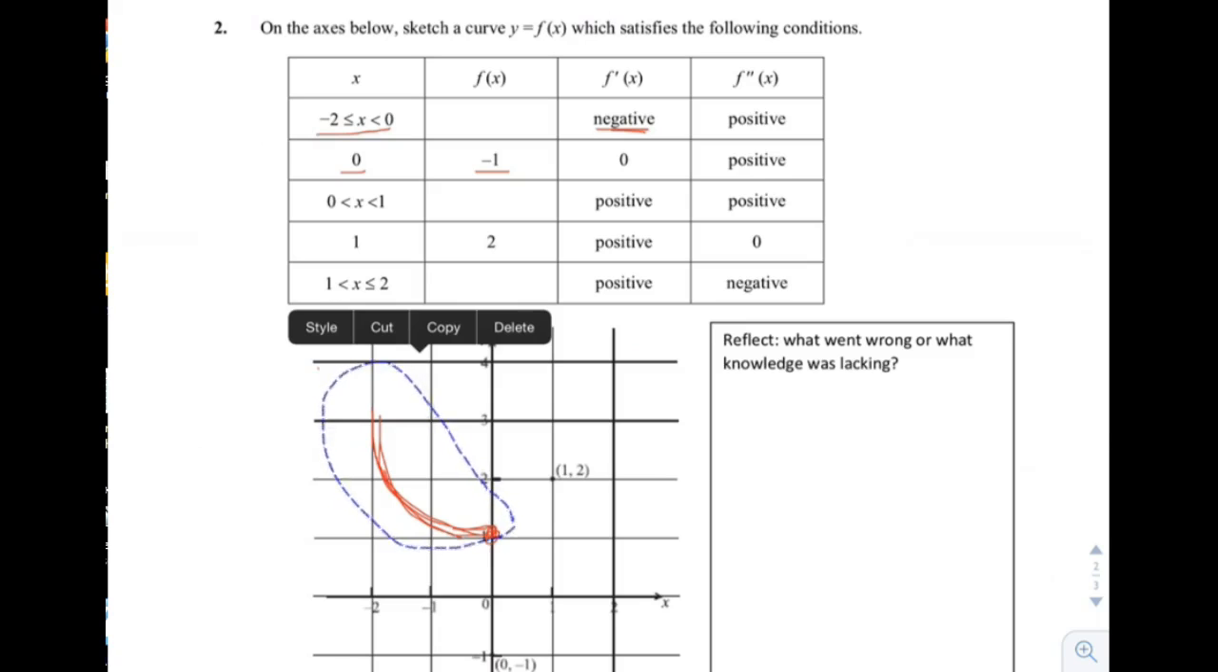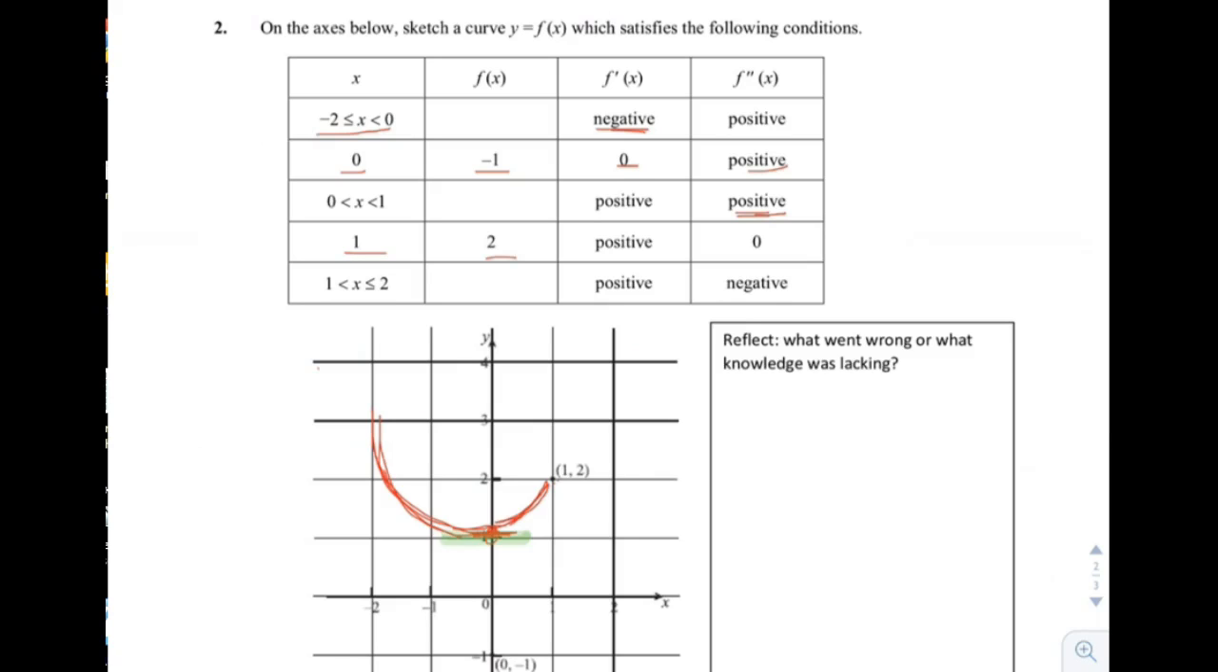And at that point, the derivative is 0. Oh, that was lucky. I made it flat here, see? Okay, and f dash dash is positive. And it looks like f dash dash continues to be positive even from 0 to 1, so I'm going to continue that. Oh, and look, they marked a point for us. 1, 2 is on the graph. Okay, so it continues to be positive up to 1, 2.